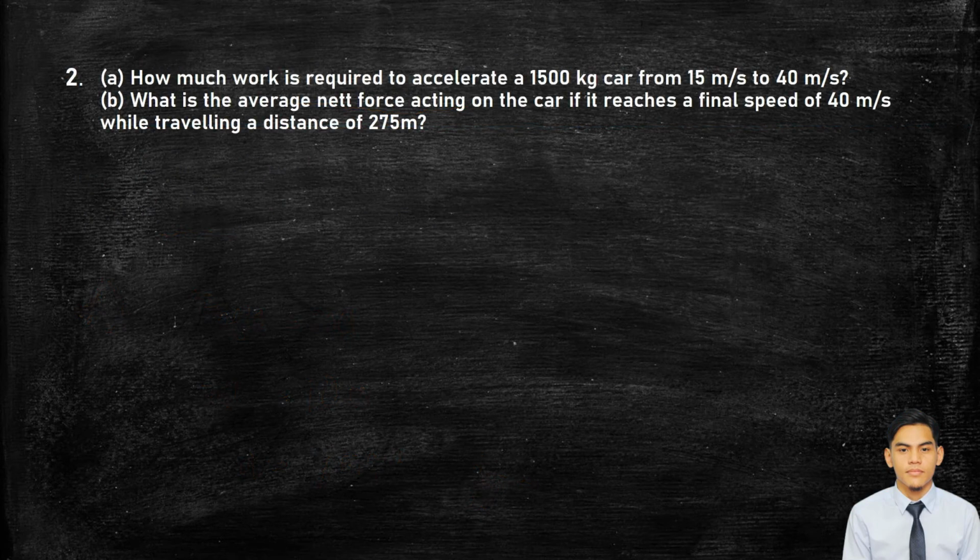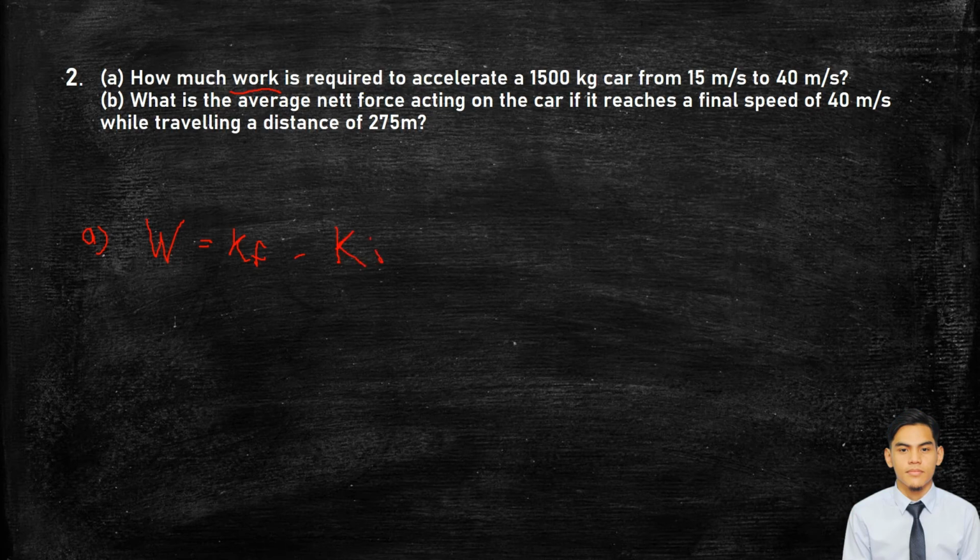So question 2. For the first question, how much work is required to accelerate a 1500 kg car from 15 meter per second to 40 meter per second? Okay, so how to complete this question? We use the general equation, which is work. Question asks how much work. So A, work equals to kinetic energy final minus kinetic energy initial.